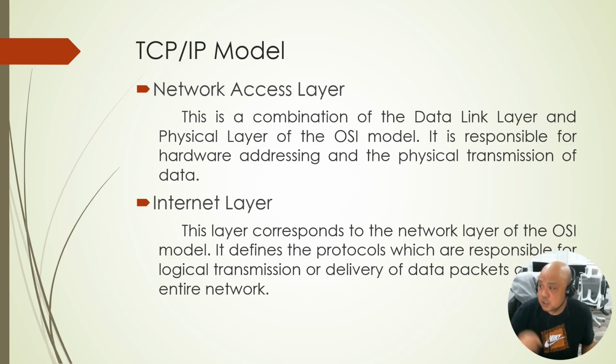The network access layer is the lowest layer of the TCP/IP model. It handles the physical transmission of data over the network hardware, including protocols like Ethernet and Wi-Fi. This layer manages how data is framed, addressed, and transmitted over the physical medium. The internet layer is the second layer of the TCP/IP model. It is responsible for routing data packets across different networks using IP, or Internet Protocol. It ensures that data is delivered to the correct destination by assigning IP addresses and determining the best path for transmission.